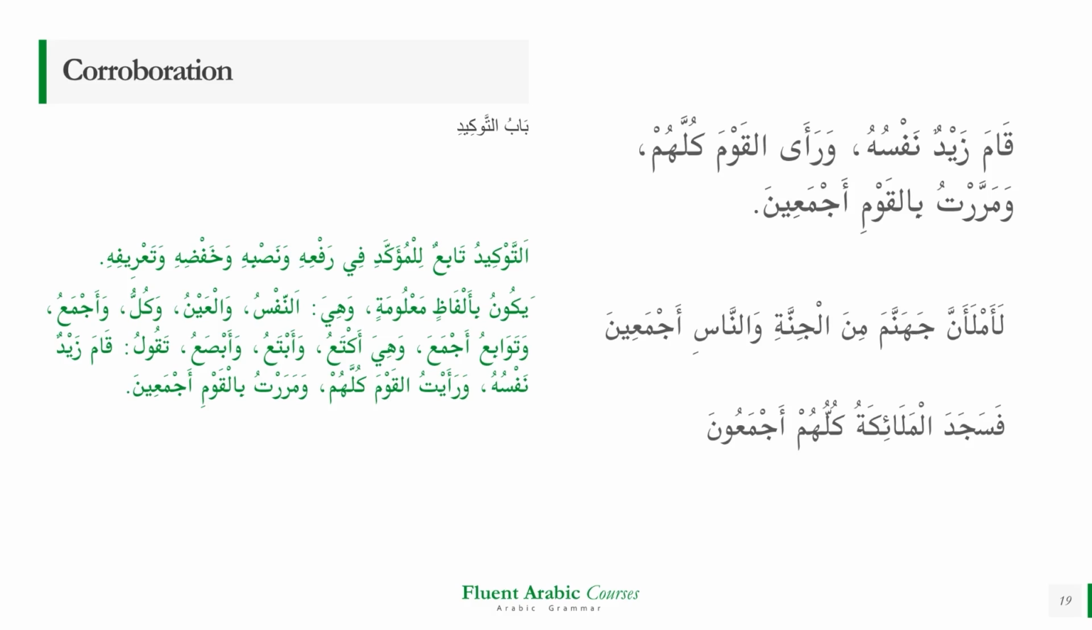So the role of the tawkid is to make things very clear and leave no room for doubt. When you say قام زيد, it's clear that Zaid stood up. But you want to further emphasize that it is Zaid himself who is standing. So you say نفسه. So Zaid stood, he himself. So that is the role of نفسه here, which is the tawkid.